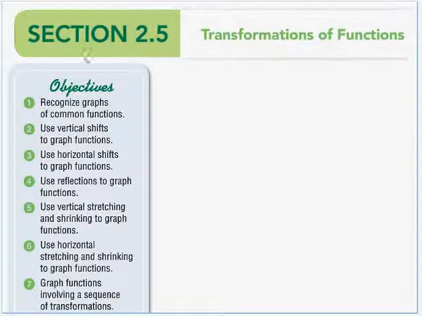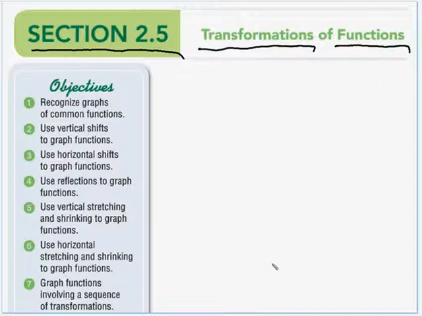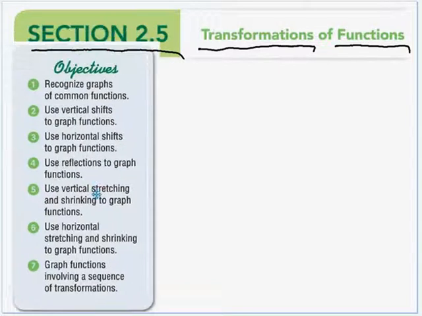Right, it looks like it's time to start section 2.5 in the book, and we're going to take some of the functions we've been working with and transform them, or just move them around in the XY plane. We've got a list of objectives over here, and I believe I have chopped this section up into 3 days worth of classwork and notes.